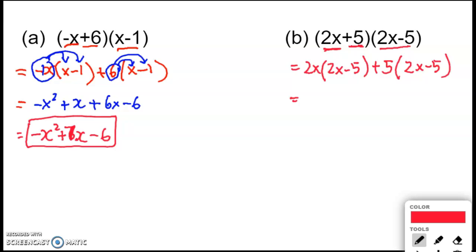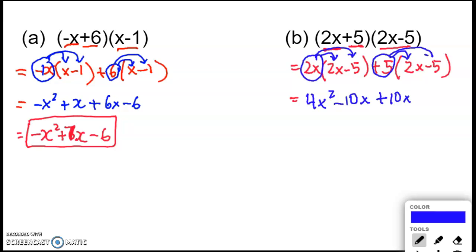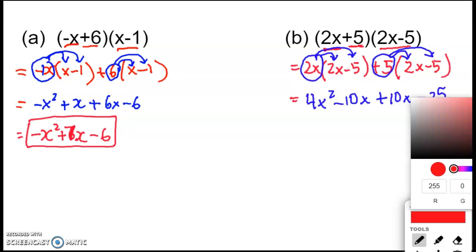So 2x multiplied by 2x, that's 4x squared. Then 2x multiplied by negative 5, that's going to be negative 10x. And then 5 multiplied by 2x is plus 10x. And then 5 multiplied by negative 5 is negative 25. Okay? Something interesting is going to happen here.